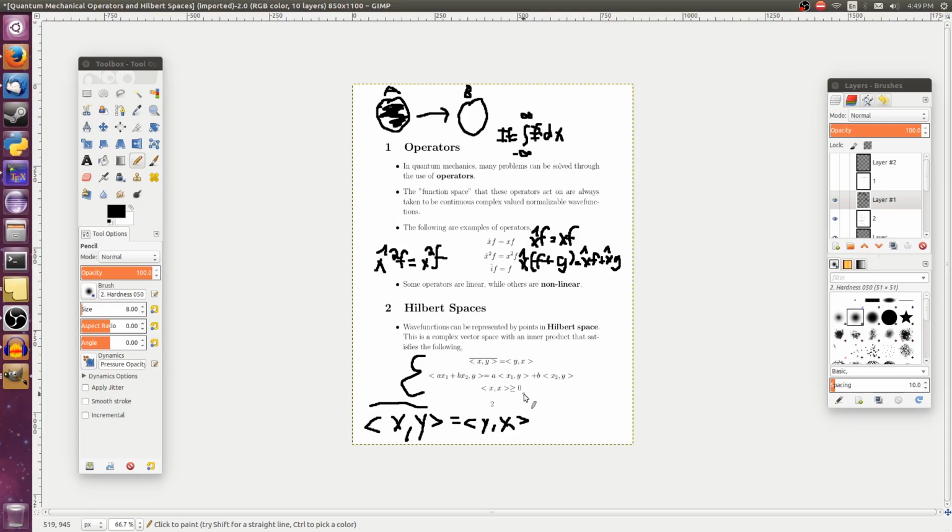So what the inner product does is generalize the notion of the dot product. In normal vector spaces, we just had the regular dot product, and that does a pretty good job, but in a Hilbert space, we need something that's going to be able to work with complex valued functions, and that's exactly what the inner product does.